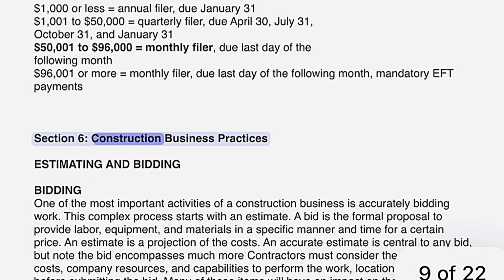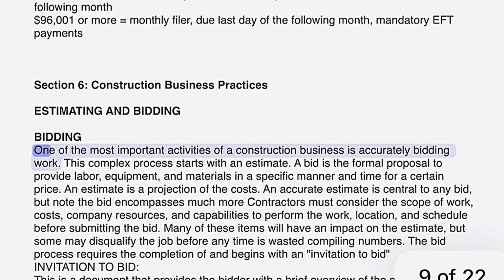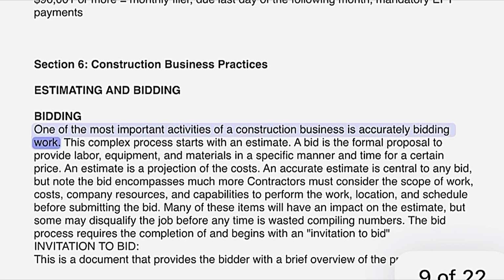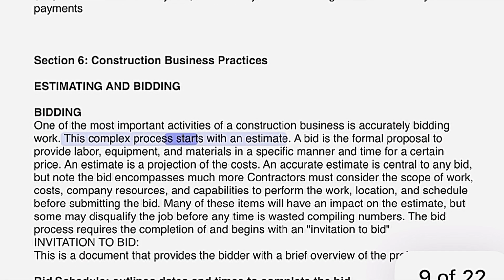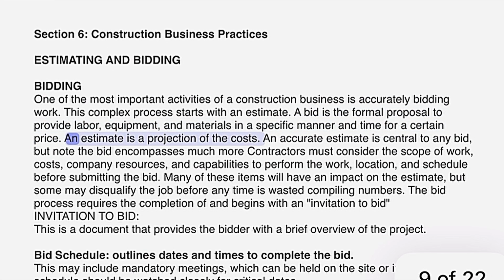Section 6. Construction Business Practices. Estimating and bidding. Bidding. One of the most important activities of a construction business is accurately bidding work. This complex process starts with an estimate. A bid is the formal proposal to provide labor, equipment, and materials in a specific manner and time for a certain price. An estimate is a projection of the costs.